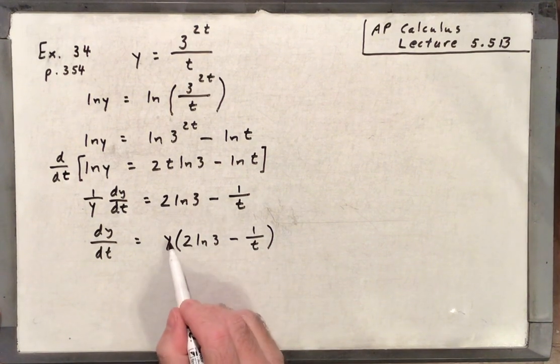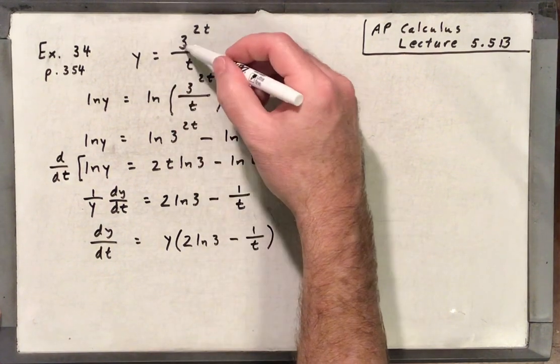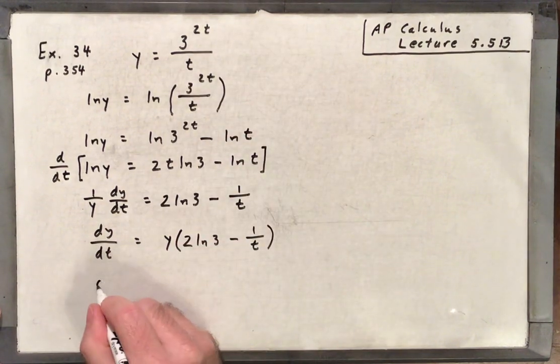Okay, we want to make that y in terms of t to not upset the folk in charge of math. So let's look, what is y? It's 3 to the 2t over t. So let's just write that in.